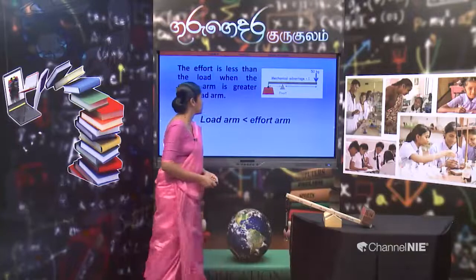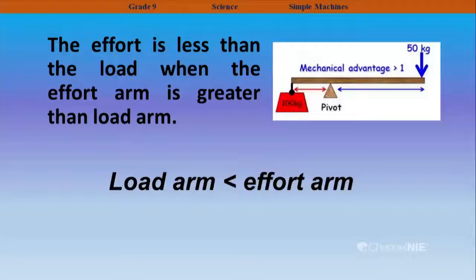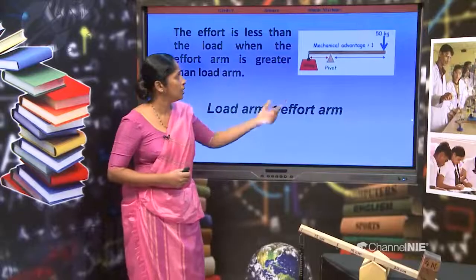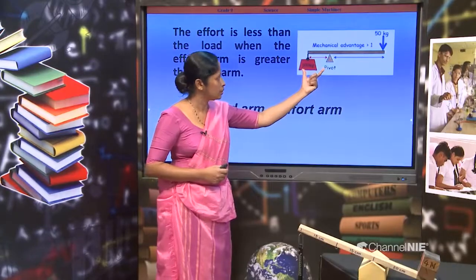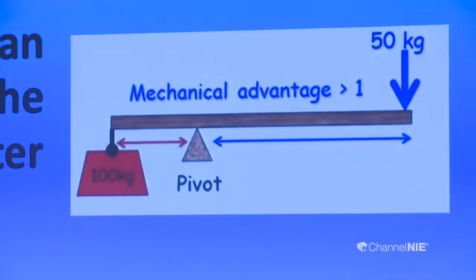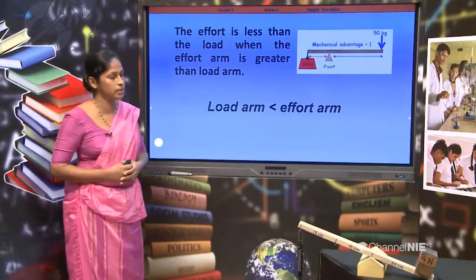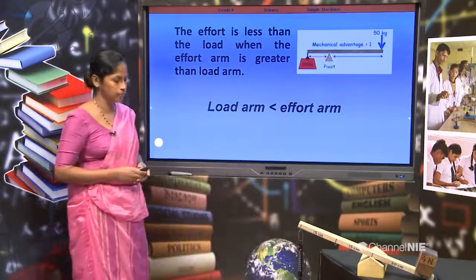Look at this. Here is another activity similar to our one. This distance is the load arm and this distance is the effort arm. Here the load arm is less than the effort arm, and in this case the mechanical advantage is greater than 1.